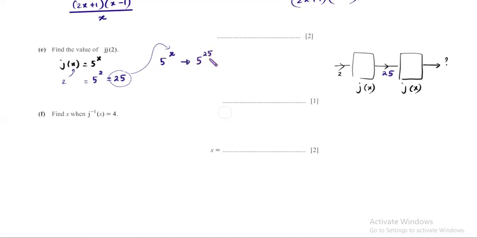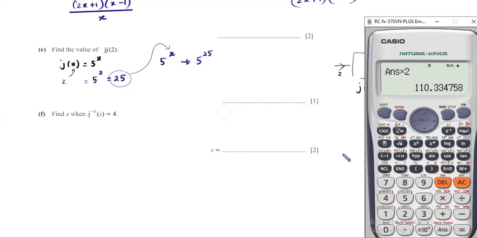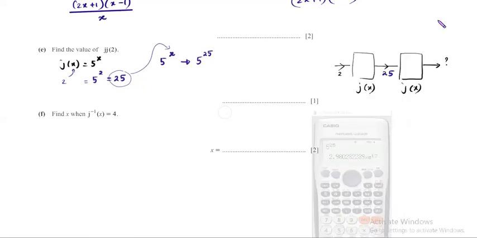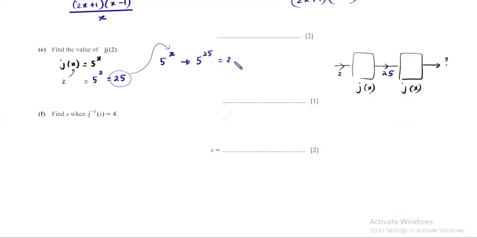Now I need to find what 5 to the power 25 is. So let's see what we get. 5 to the power 25 is what we need to find. That is equal to 2.98 times 10 to the power 17. So 2.98 times 10 to the power 17 is the answer for this question. The next one, the final one that we have here.